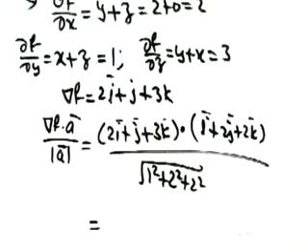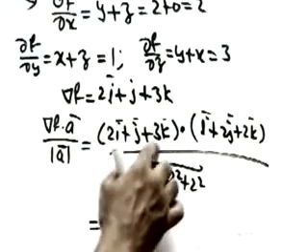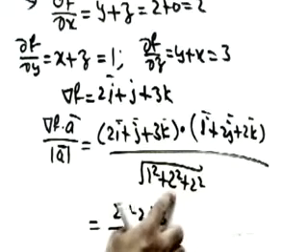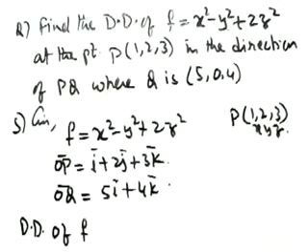Now how to find the dot product? Dot product means we have to multiply the i coefficients, the j coefficients, and the k coefficients. First let me multiply the i coefficients. So 2 1s are 2, then j coefficients, 1 2s are 2, plus k coefficients, 3 2s are 6, divided by under root of 4 plus 4, 8, 8 plus 1, 9. This is 10 by 3. Now see the next question.